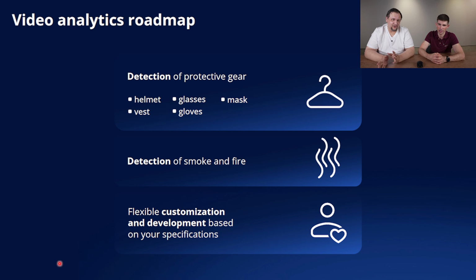Back to some more video analytics. Right now there is a video analytics roadmap, and in development we have specialized detection. For example, detection of protective gear. It includes helmets, glasses, masks, vests, and gloves. If our analytics detects that some part of this protective gear is missing, it will restrict, for example, a worker's access to some dangerous areas, which can be useful for multiple cases and organizations.